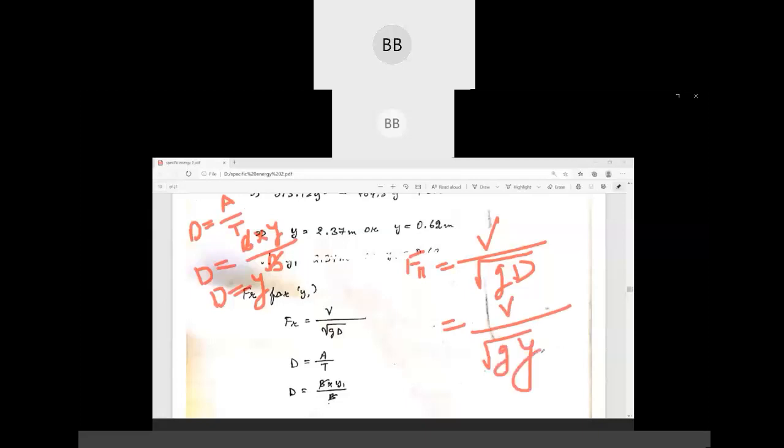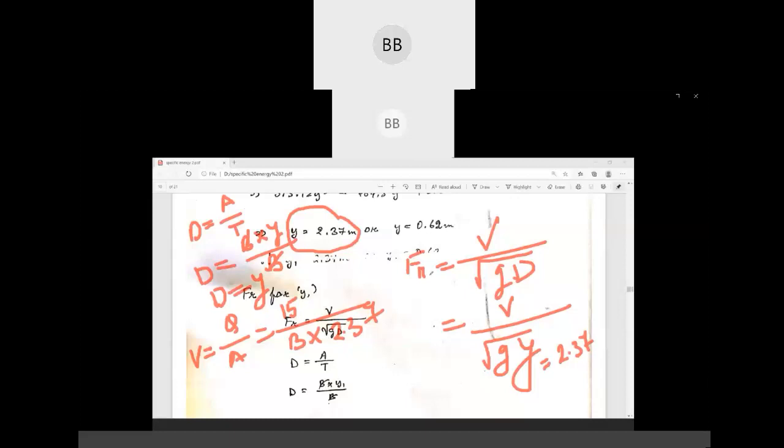Now if we want to find out the Froude number for your subcritical flow, in place of this Y we are going to substitute 2.37. We don't have velocity, so in place of velocity we write Q by area. Q is given as 15, and area is again B multiplied by Y, and that Y will be again 2.37. So likewise you can find out the Froude number.